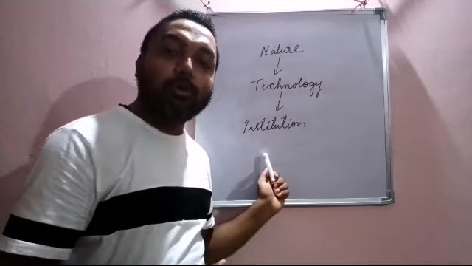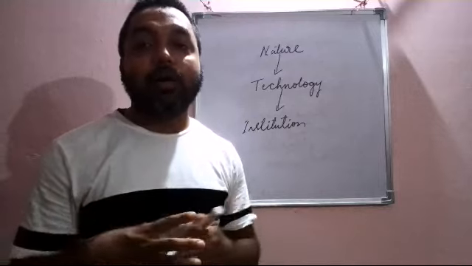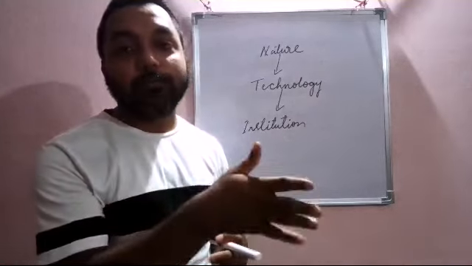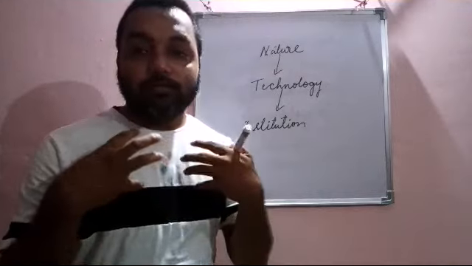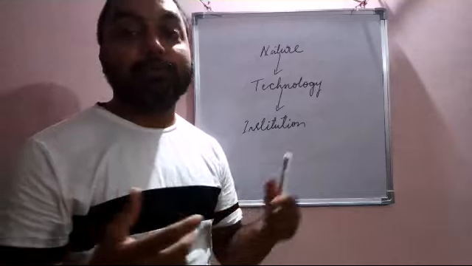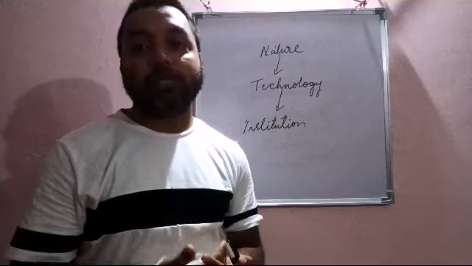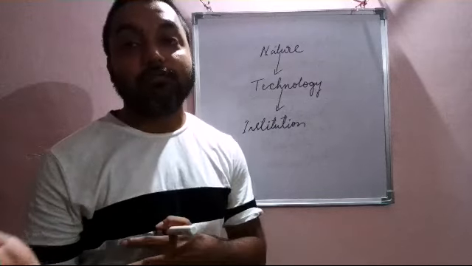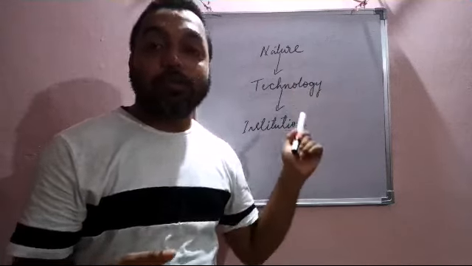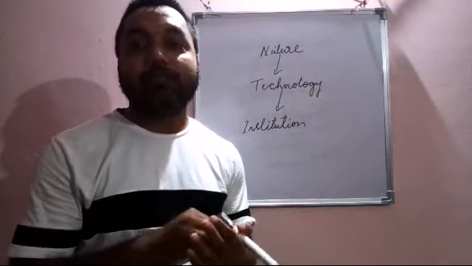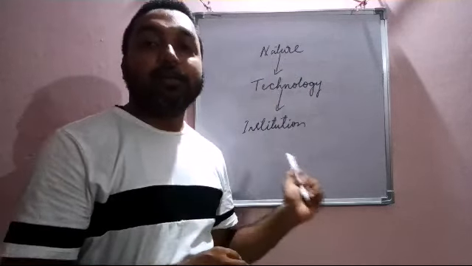Then the third most important thing is institution. In that institution, many people who are well equipped and know about that particular resource think and prepare a plan for which purpose that resource can be used for the development of the society, for the development of the country, in which side that resource will be used. So this threefold process is involved in the development and the use of resources. That is nature, technology and institution.